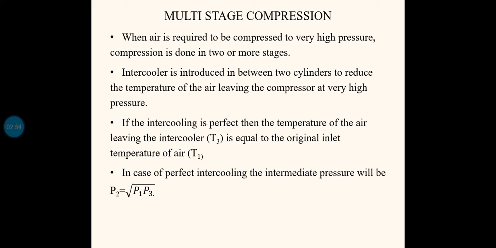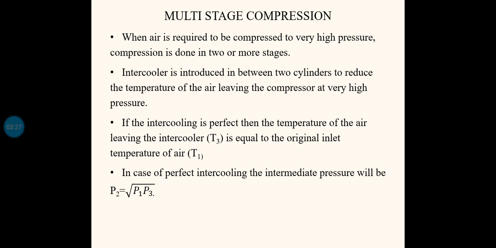So in between each cylinder, if the air is moving from the first stage to the second stage, it has to pass through an intercooler. From the second stage to the third stage, again it passes through a second intercooler connected between the second cylinder and the third cylinder. Like that it happens. If the intercooling is perfect, and this word is a very important one, perfect intercooling, then the temperature of the air leaving the intercooler, T3, is equal to the original inlet temperature of the air.